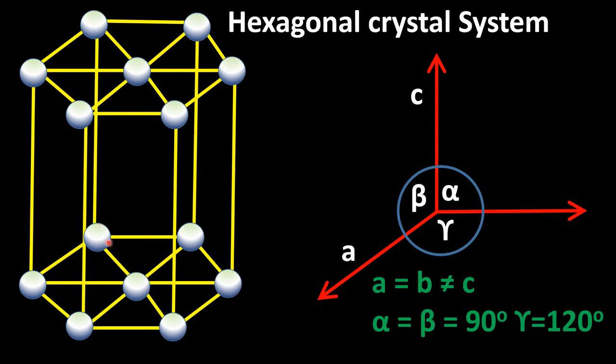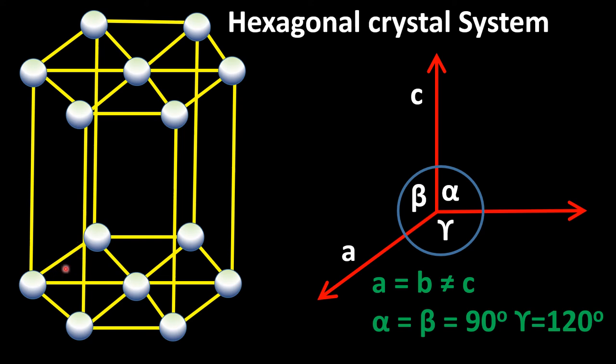This c axis is larger, combining both these hexagons. This is the larger axis. So a is equal to b, which is not equal to c. c is longer than a and b. So here you can see that angle alpha and angle beta, which are between a and c, and b and c, both these angles are equal to each other.